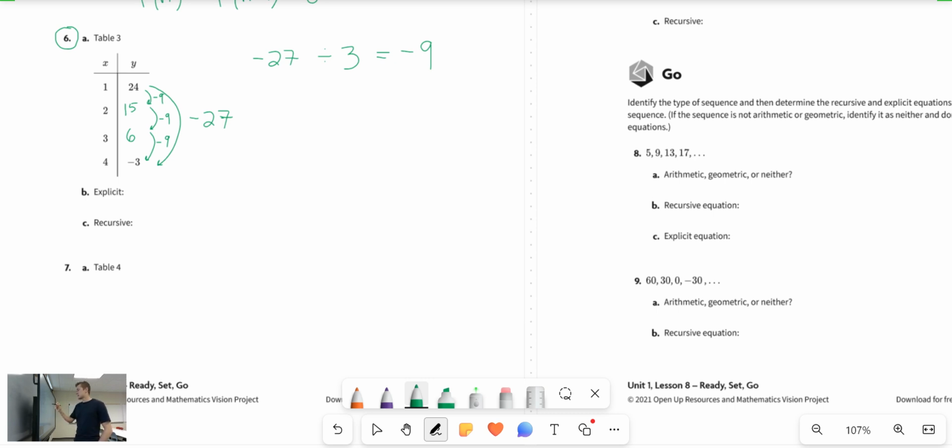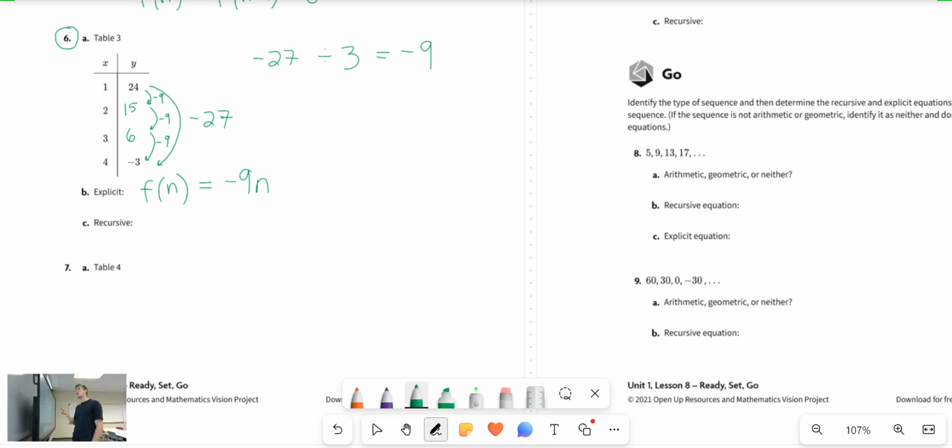All right, so our explicit function here, f of n equals, now our jump is minus 9 each time, so negative 9n. And now, what are we starting out with? Well, if we plug in a 1, we'll get negative 9. So we actually need to be at 24, so we have to add the 9 back to get to 0, and then another 24 to get to 24.